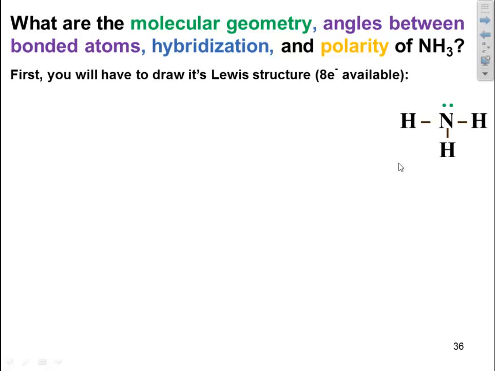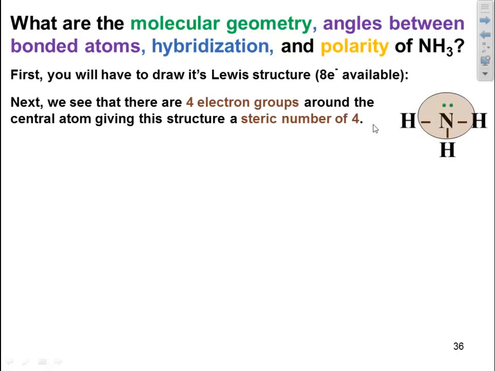Next, we've got to look for the steric number. So around nitrogen, you have 1, 2, 3, 4 regions. So this is a steric number equal 4, which is the tetrahedral class, but since it has 1 lone pair, it's going to end up being called pyramidal.